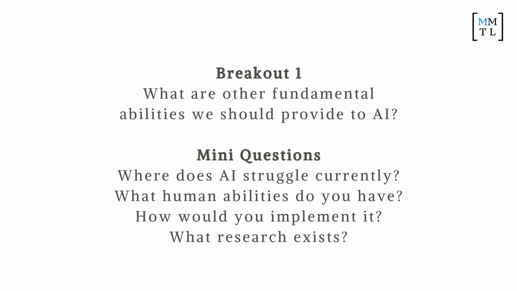So, many questions. Where does AI struggle currently? What human abilities do you have, right? What abilities do you see in children that are interesting, right? How would you implement it and what research exists? So talk through this set of problems for the next around 10 to 15 minutes, and then we'll pull it back and then we'll keep on moving.